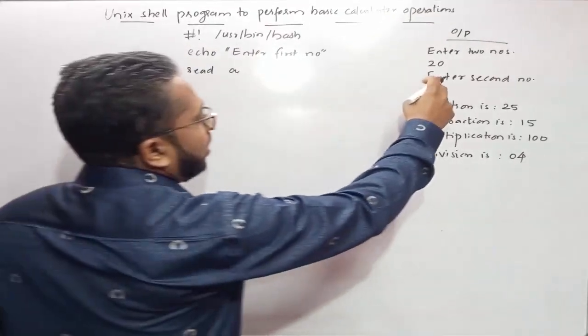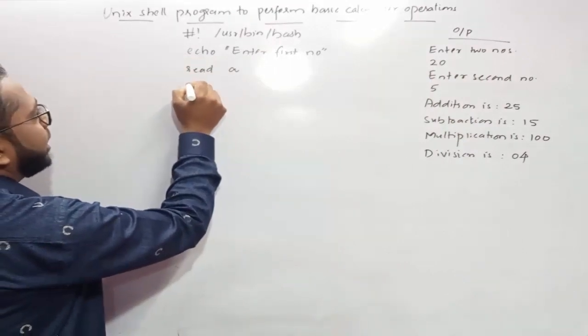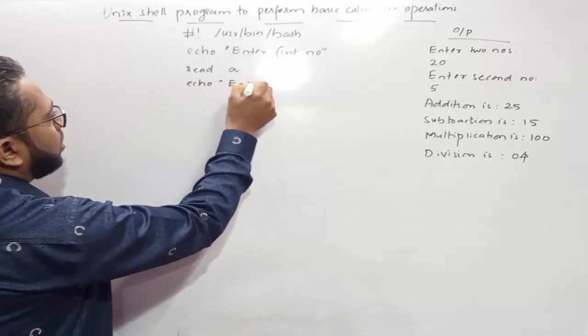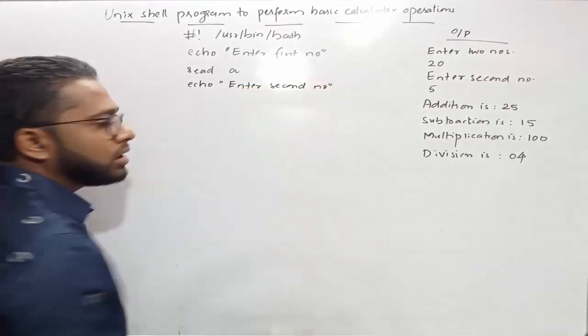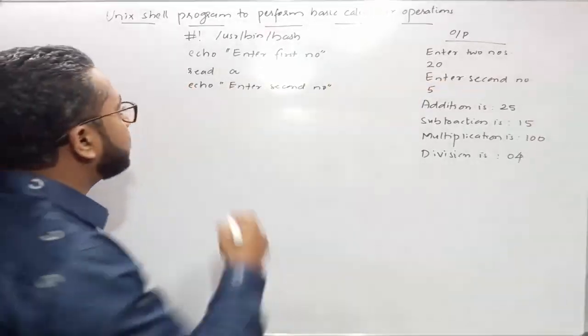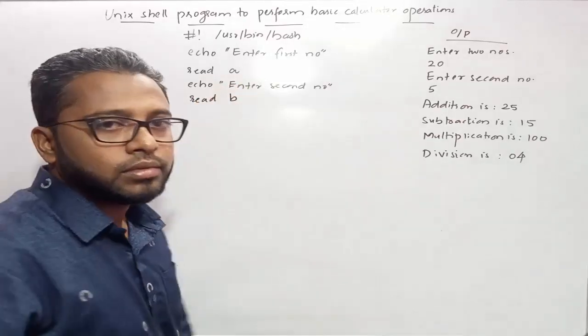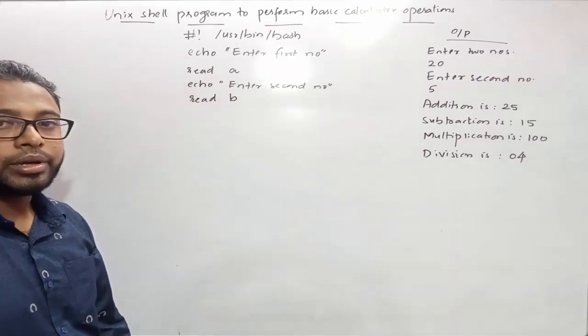Then I will display the second message, enter second number, again using the same command, which is echo, enter second number. Then the user will enter 5. Then I need to read that number, read b. Okay, 5 will get stored inside variable b.